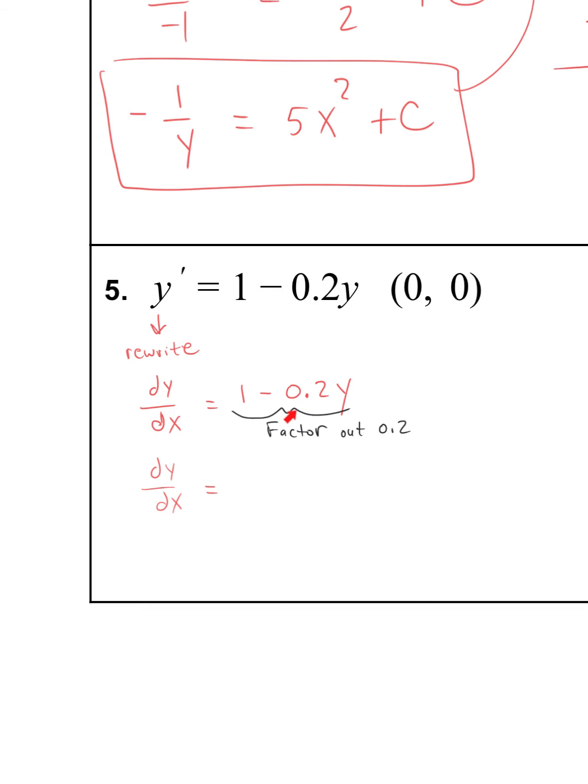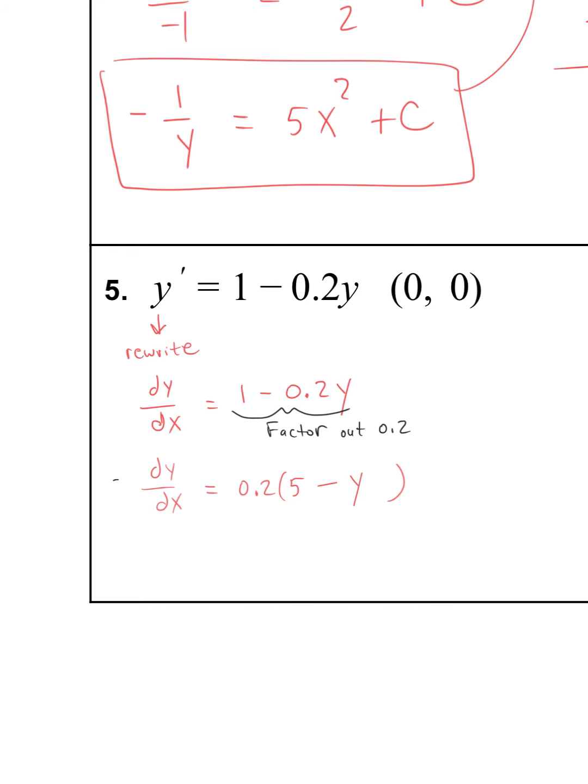So again, our goal is to get this to be all multiplication over here, something times something. So if I factor out 0.2, if I divide this 1 by 0.2, I get 5. And then if I divide 0.2y by 0.2, I just get y here. Now that is all multiplication over here. That makes it easier to separate the variables.